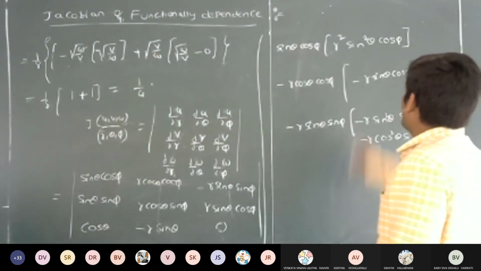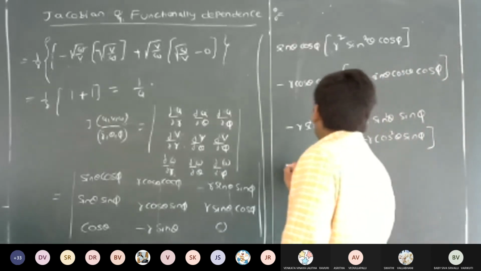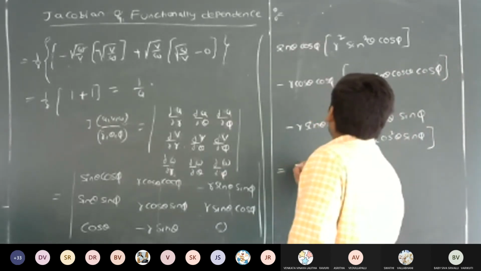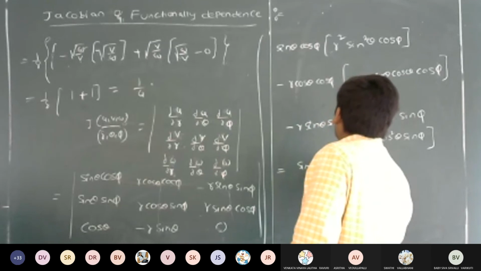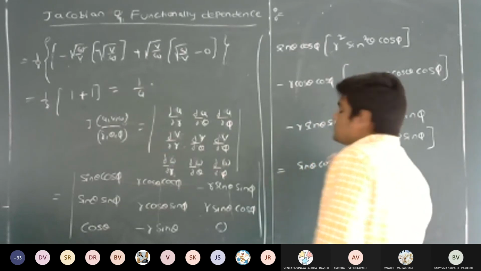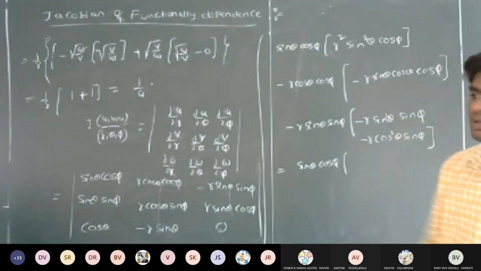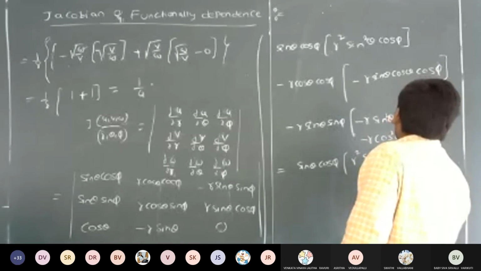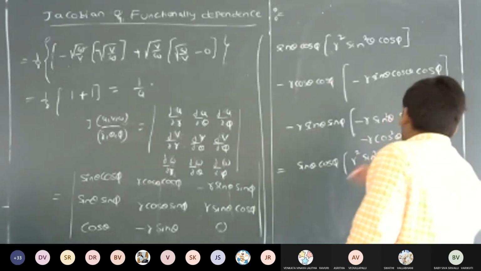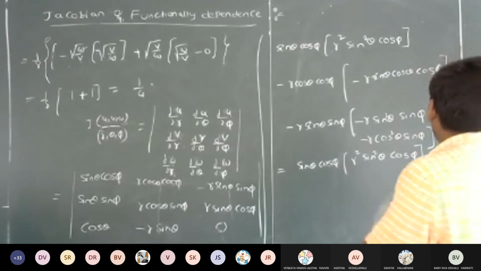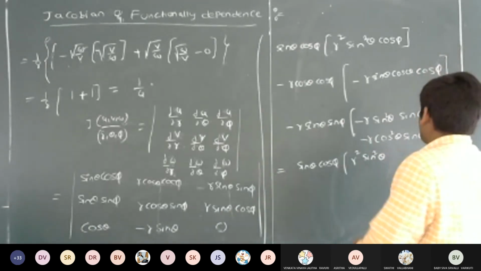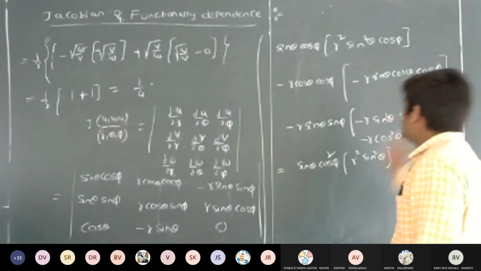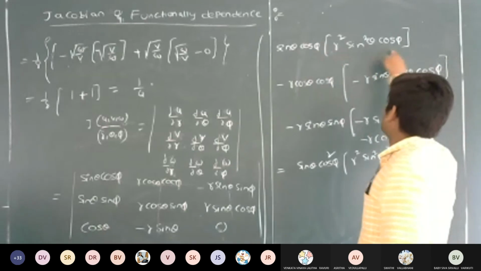Yes, sir. So now you have to simplify this one. So this is equal to sin theta into cos phi. You can simplify one by one, right? So this is r square sin square theta into cos phi. Otherwise, you will write it as cos square phi: cos phi into cos phi, that is cos square phi.